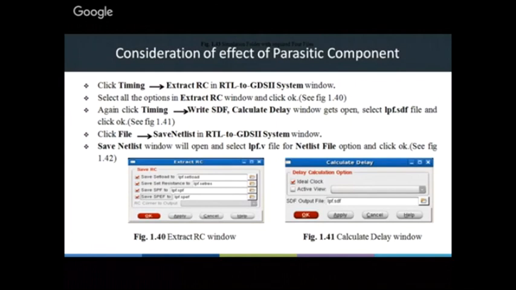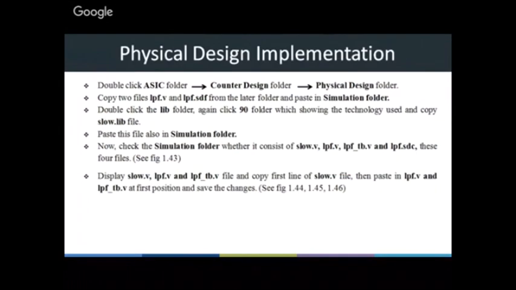Okay, and click OK. After all this procedure, we again click the file option that is present in the menu bar and go to save netlist. Save netlist window will open and we will select lpf.v file with .v extension for the netlist file and we will click at this OK button.